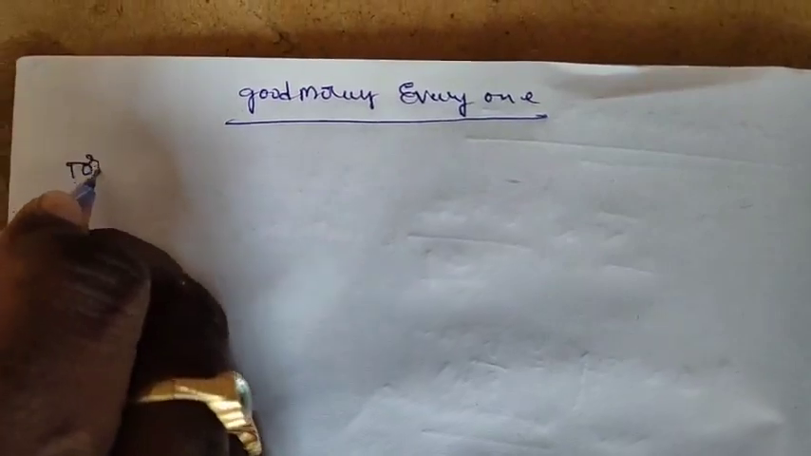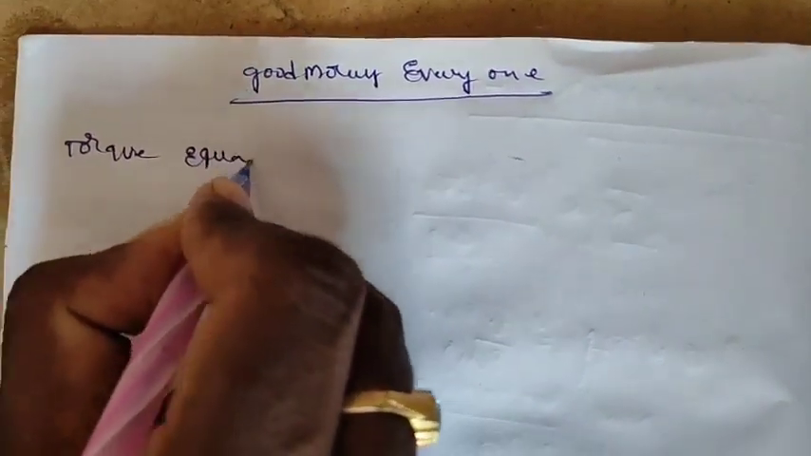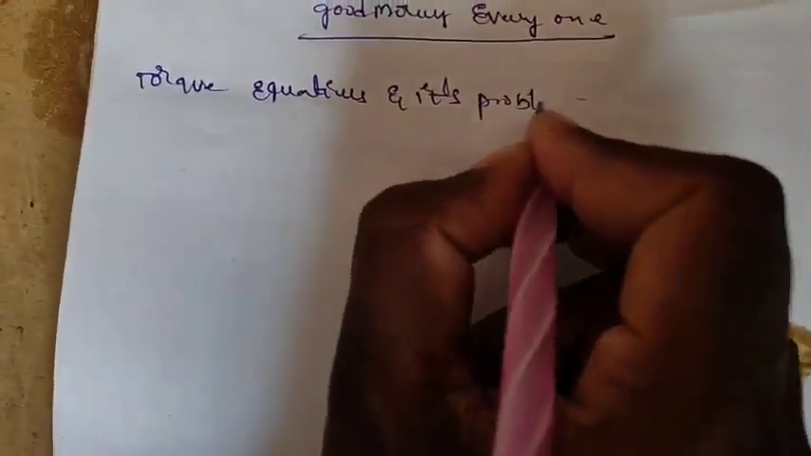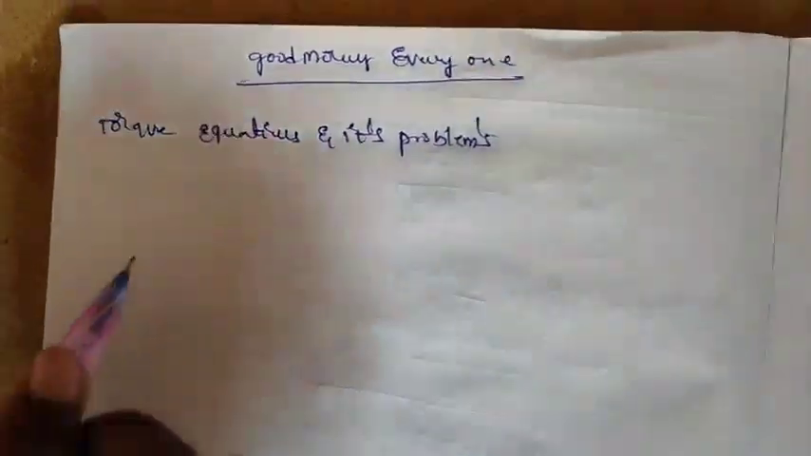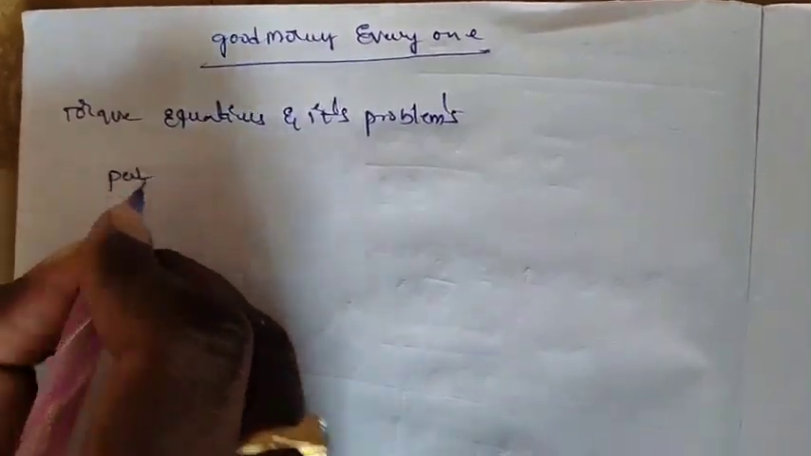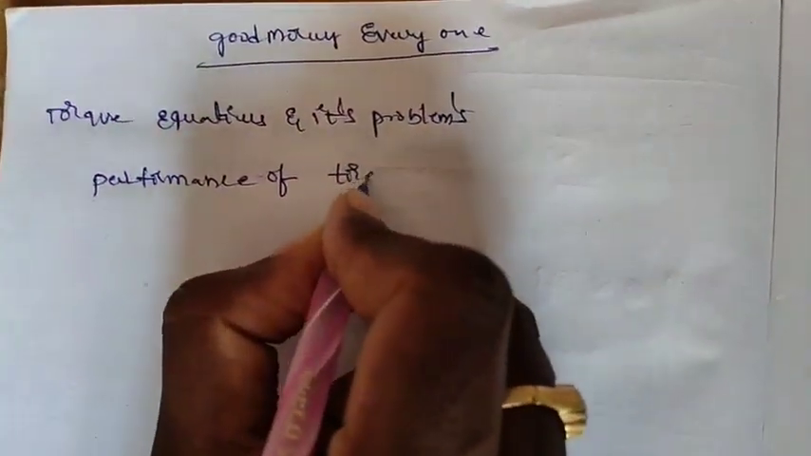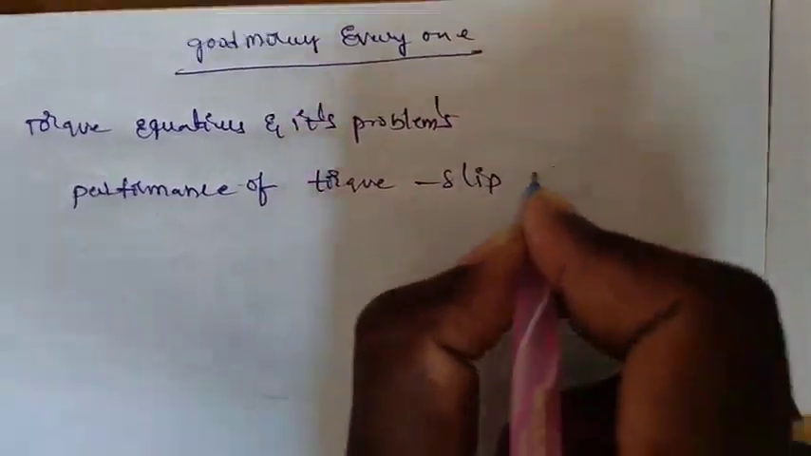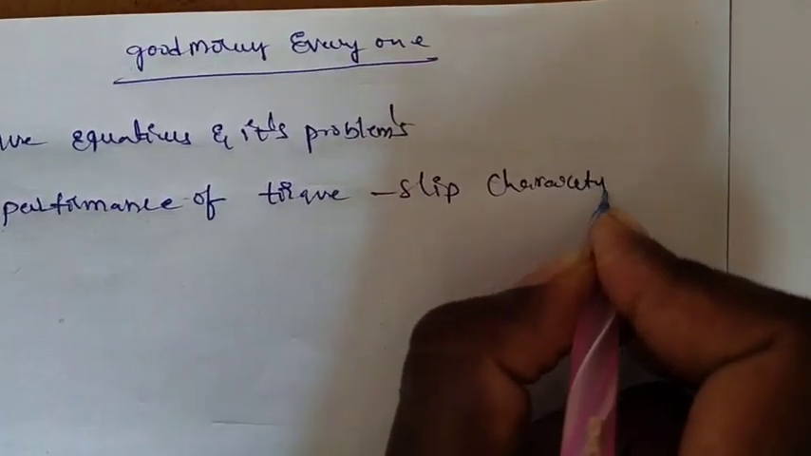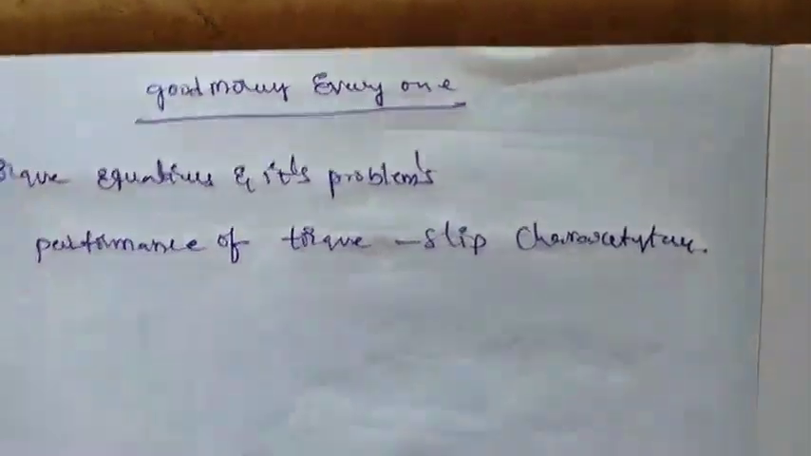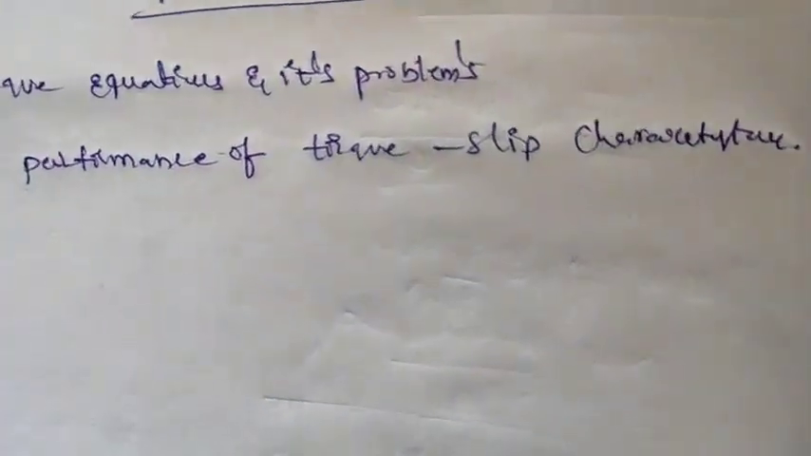Last class we discussed the torque equation and its problems. Today's class we discuss the performance characteristics, the torque slip characteristics. That means how the torque varies with the slip. So we have to go for this topic.